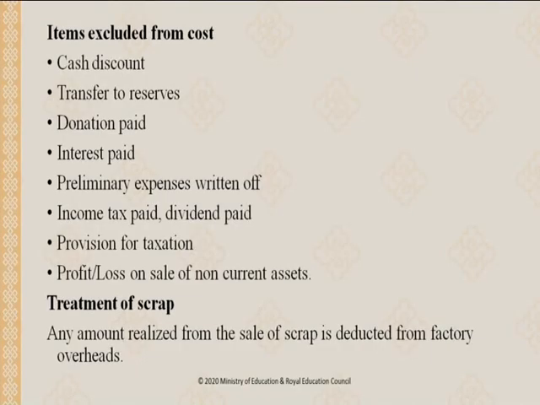So we have cash discount. You already know there are actually two kinds of discount: cash discount and trade discount. Cash discount is the discount provided to the debtors for prompt payment. That's what we call cash discount, and cash discount is an item of financial nature, so therefore it should be excluded. We have transfer to reserves, we have donation paid, we have interest paid, we have preliminary expenses written off.